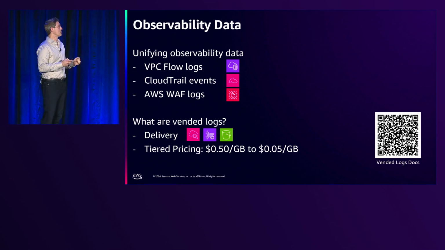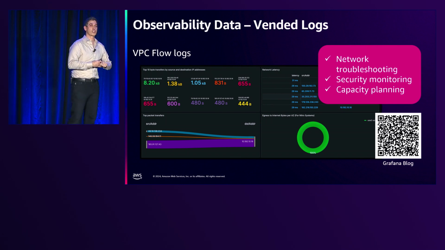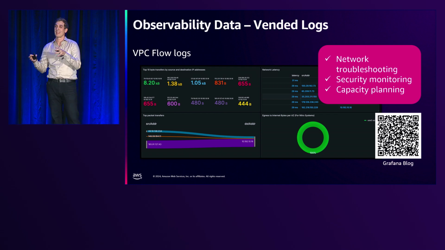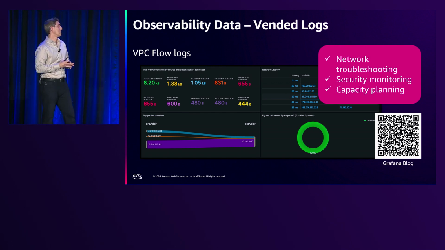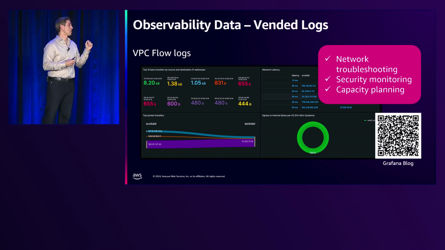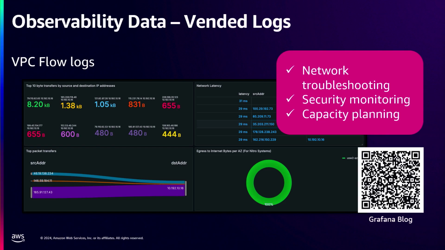So let's dive a little bit deeper into some of these logs. VPC flow logs are a good source of information for you to understand how your workloads are interacting with any AWS resources in your VPC network. It's a great opportunity to understand your top talkers, network latency, and bandwidth being used within your VPC, helping you with network troubleshooting, security monitoring, as well as capacity planning. You can use this to learn more about how to do this in your own environment using Grafana and VPC flow logs.